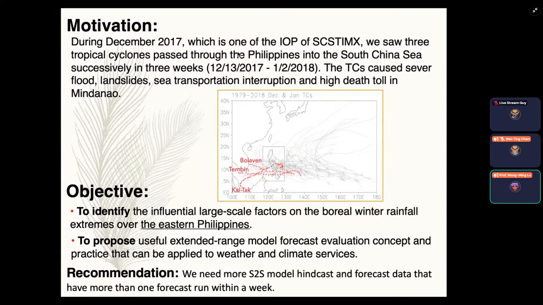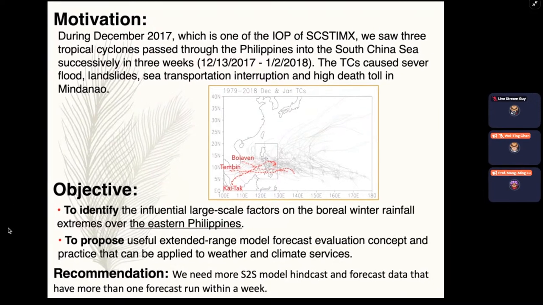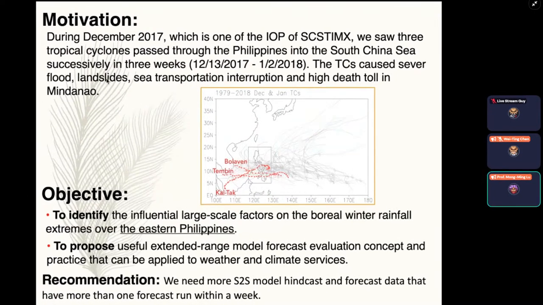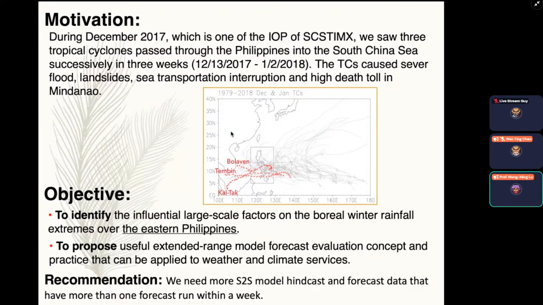After this study, we found that we still need more S2S data that have more than one forecast run within a week. I will show you later that actually we do not have enough data for analyzing this kind of sub-seasonal scale extreme event.